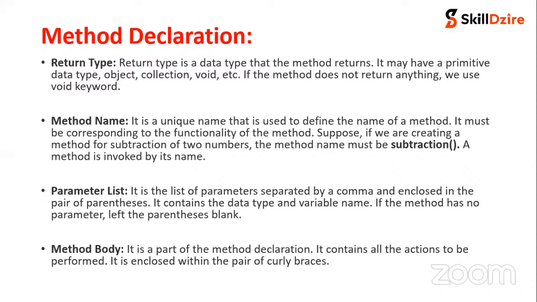Next is the parameter list, means n number of parameters you can give to your method, and all those parameters will be separated by commas. In parameters, you will write the data type of the parameter and the name of the parameter. For example, integer A, integer B, like that, n number of parameters, but you have to mention the data type and the name of the parameter. And next is the method body. The method body will be contained in opening and closing curly brackets, and inside that you will write multiple statements. So that will be the method body.